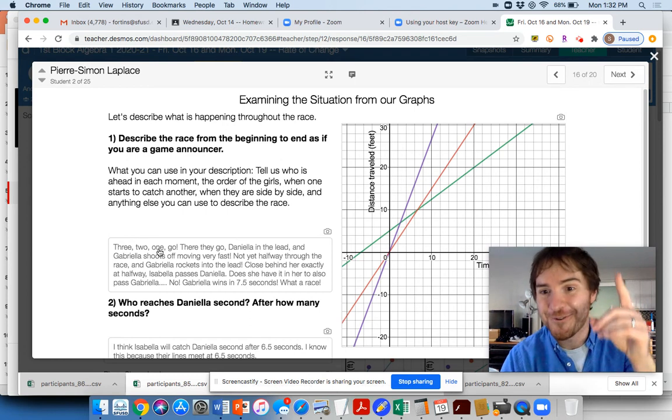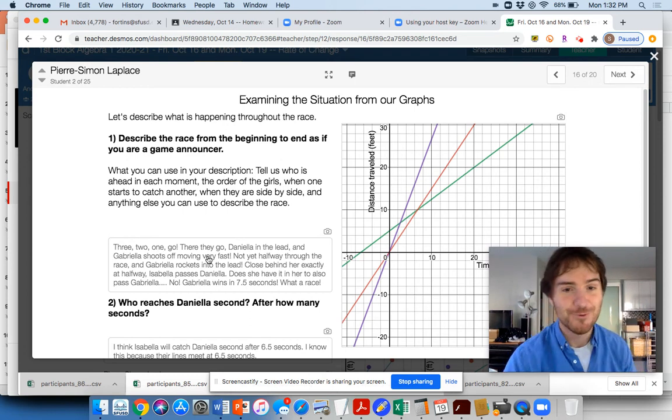Okay, 3, 2, 1, go. Nice, I like this. This is awesome. I really have no idea who wrote this. I have some guesses, but anyways, here. There you go, Danielle in the lead. I agree. So we're 3, 2, 1, go. They're in the lead. And then what happens?